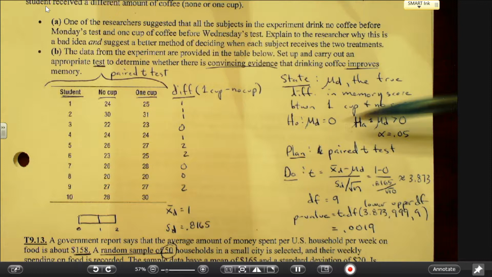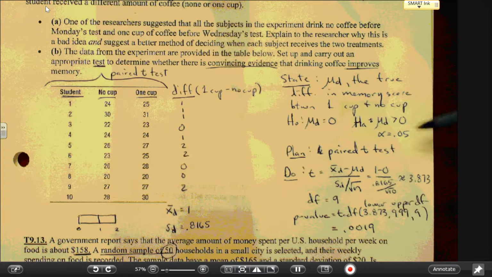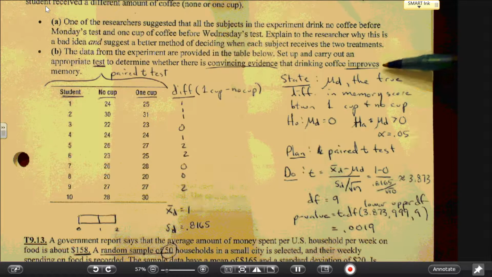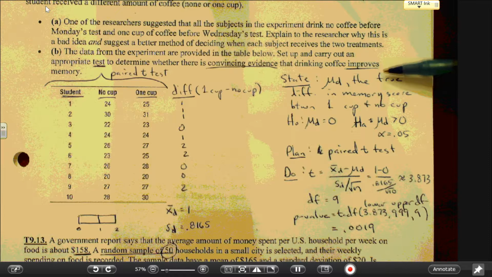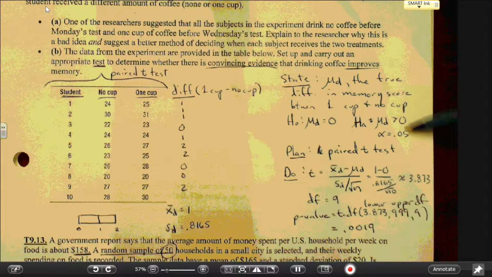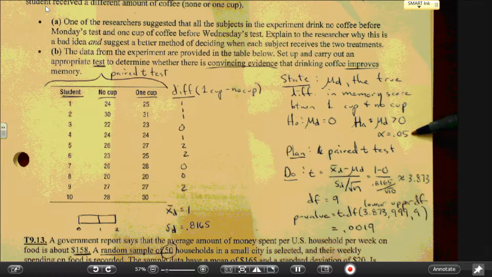H0, as always with a paired t-test, is that mu sub d equals 0. HA is that mu sub d is greater than 0. How do I know greater than? Because the question says improves memory. Therefore, when I do 1 cup minus no cup, I should have a positive value. Alpha is 0.05 because they didn't give us any reason to use anything else.